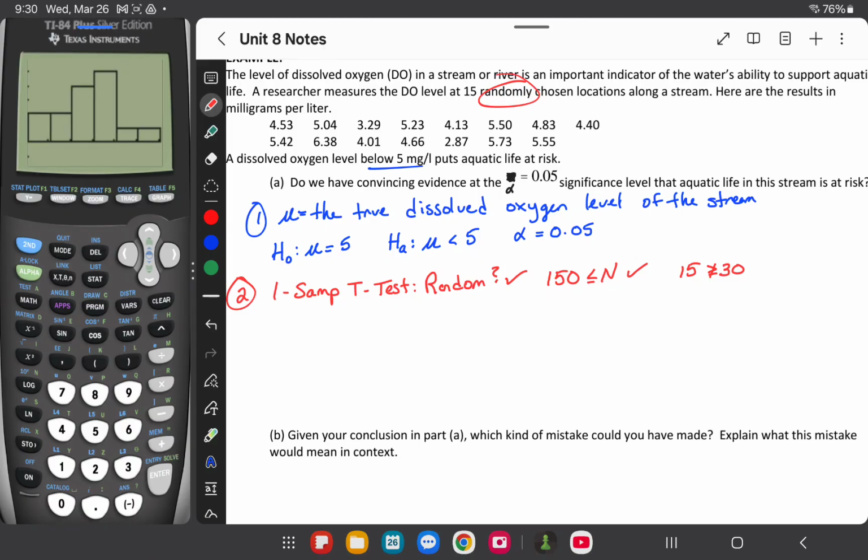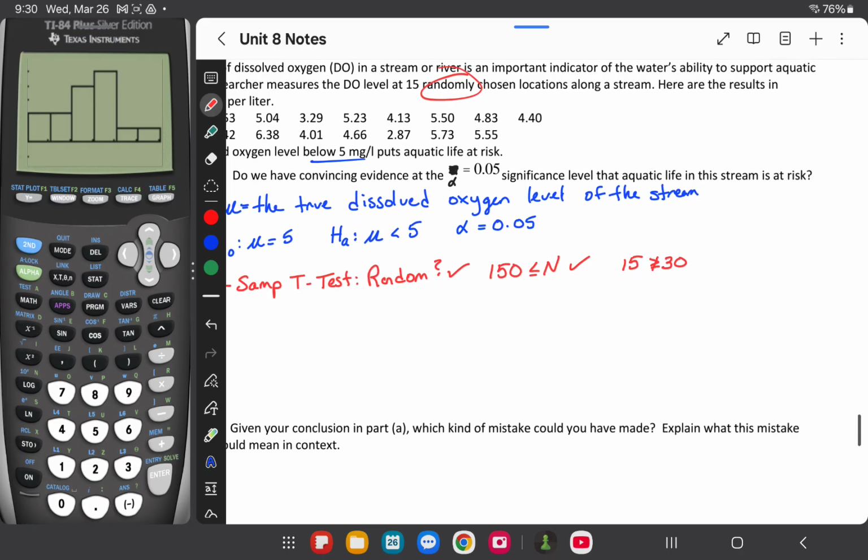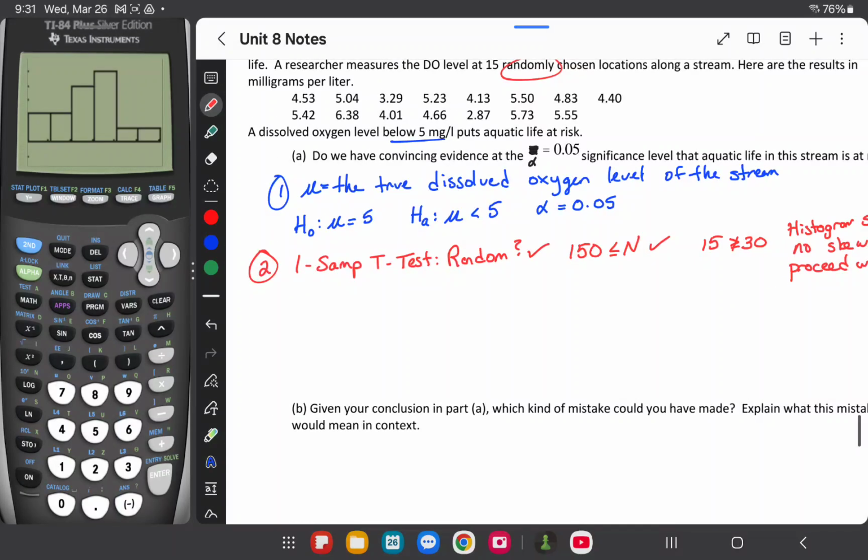So looking at this data, we're looking for obvious signs of skew. I don't really see that here, or outliers. So what I'm going to say is that the histogram of the data shows no skew or outliers. And then remember, this is where we can say that we're going to proceed with caution. Okay, so we're done checking everything for our data here. We're ready to proceed with our calculations.